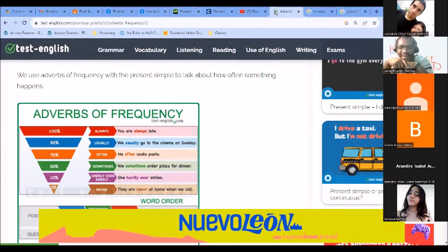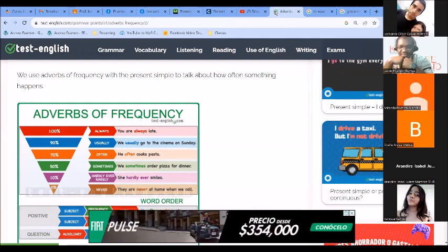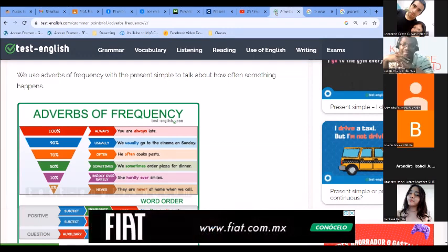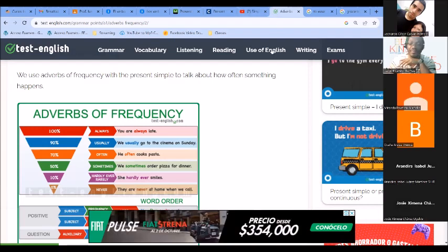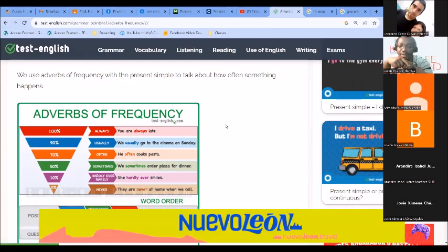Let's go with Isabel. Isabel, do you often eat tacos for dinner? Yes, I often eat tacos for dinner. Yum. Vanessa, do you frequently take the subway to school? Oh, we lost her. Okay. Let's go with Jimena, do you frequently take the subway to school?